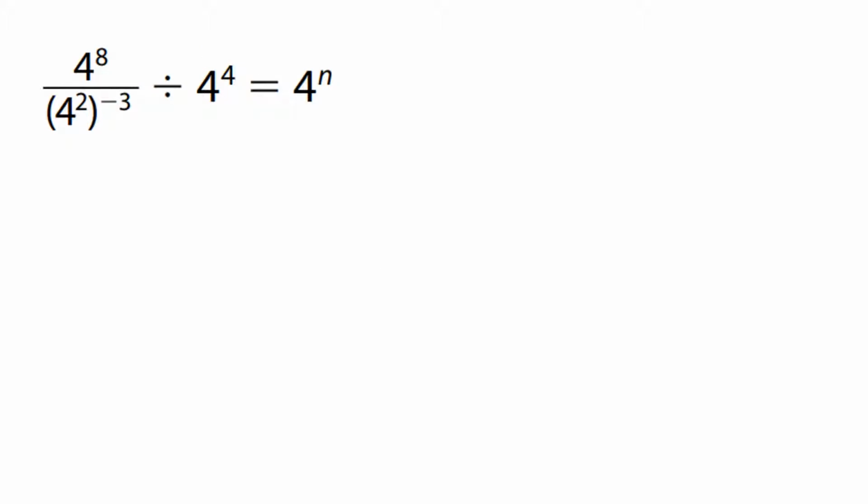For this problem, again, we have a dividing bar, we have a raising to a power parentheses, and we have another division symbol. So we are going to go one step at a time, do the raising to a power first, get rid of that multiplication. When we raise to a power, we multiply 2 times the negative 3, which is going to give us negative 6. Once you do each step, you need to rewrite the original problem. So we still have the 4 to the 8th. I have 4 to the negative 6 on the bottom, and we still have the dividing by 4 to the 4th out to the side.